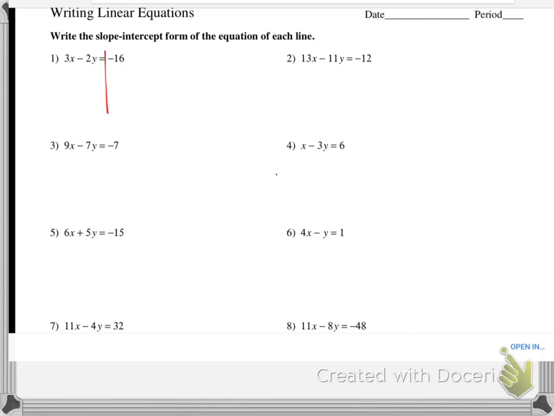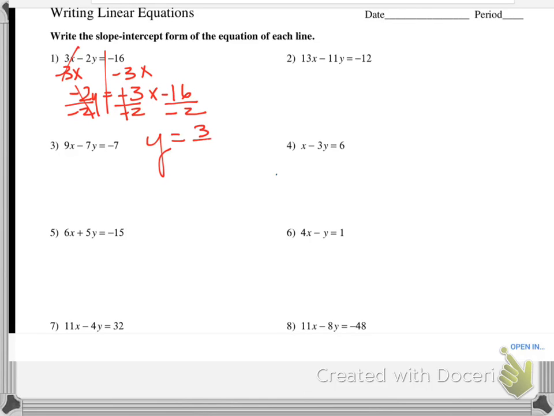I'm going to minus the 3x. There I go. I'm going to be left with a -2y equal to a -3x minus 16. I'm going to divide everybody by -2, and I'm going to be left with y equal to, negative over negative is positive, that's 3 halves x, and a -16 divided by -2, that's a +8, plus 8. There it is. That's what they asked me to do. That's writing the equation in slope-intercept form.